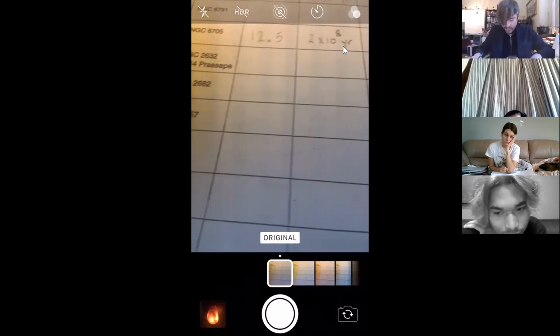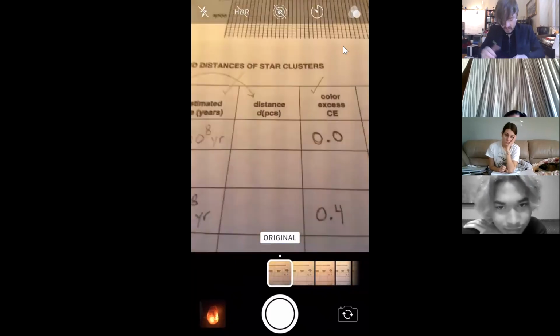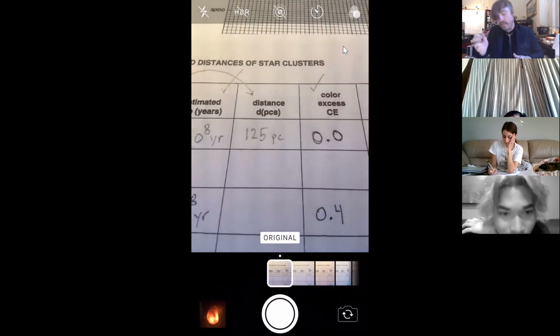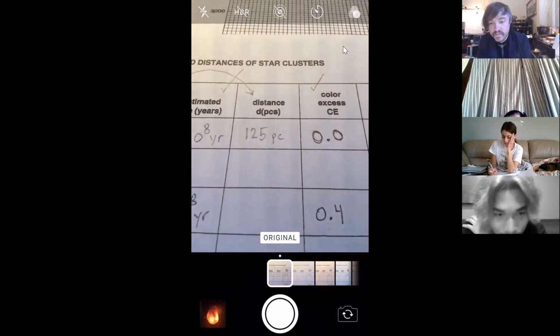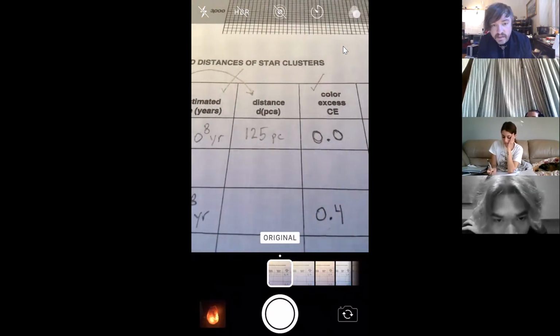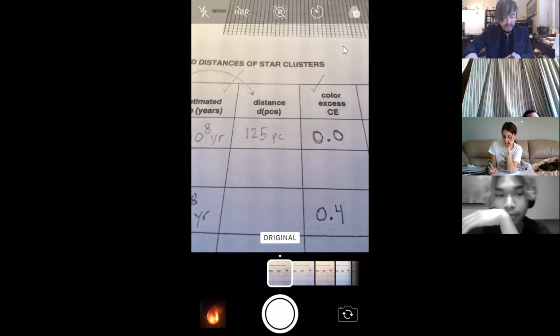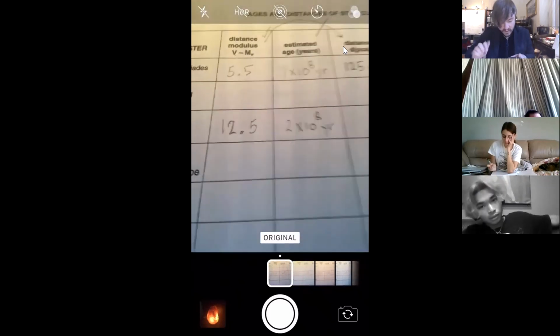All right. So we got our first distance, 125 parsecs. That's how far away the Pleiades cluster is. Maybe about 300 light years or so. Okay. Let's do the next cluster now. We're just going to do 2 clusters because I'm sure this is like torture for you guys.